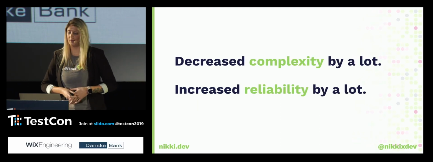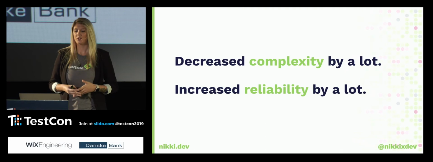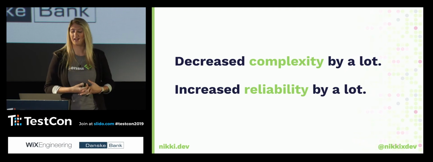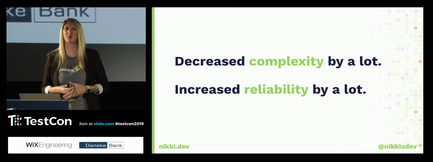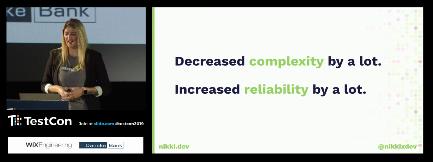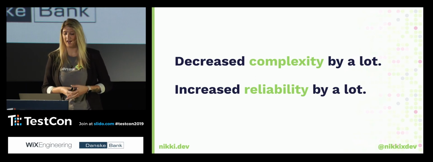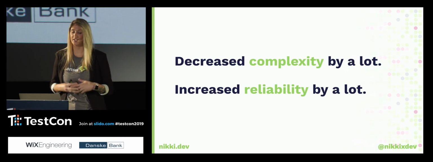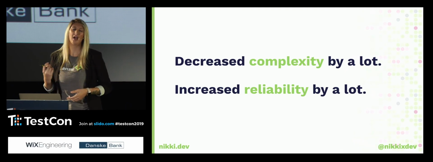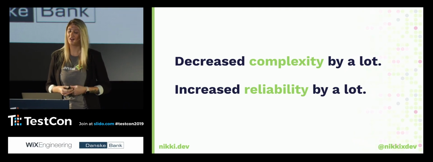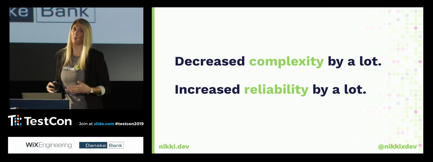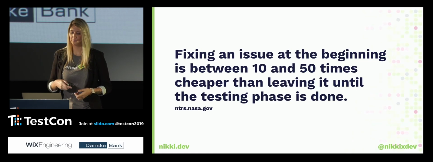We also have some intangibles or unmeasurables. We decreased complexity by a lot, so we no longer dread those QA parties. And we increased reliability by a lot because we have a tighter feedback loop. We're able to identify regressions much quicker and much earlier in our process. So these things and more allowed our users to gain trust in our product and our QA abilities.